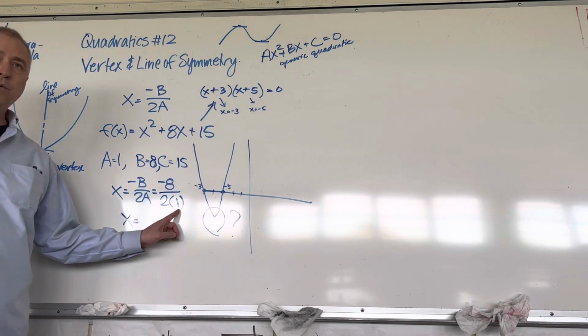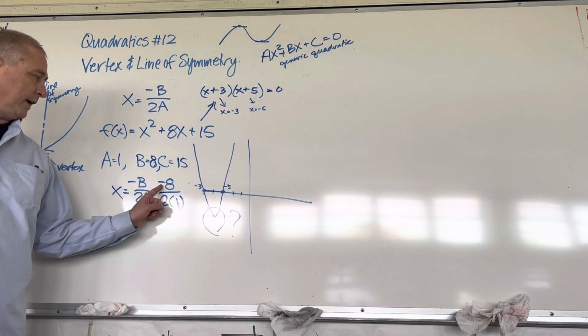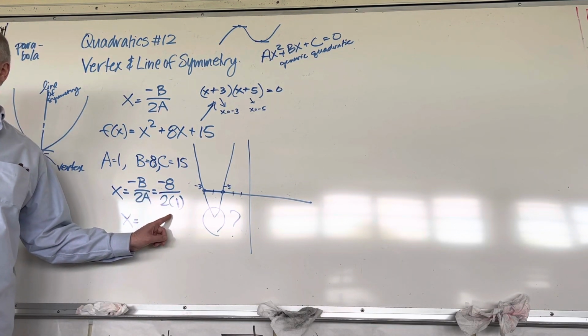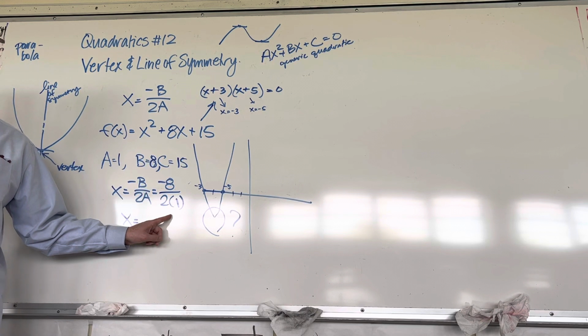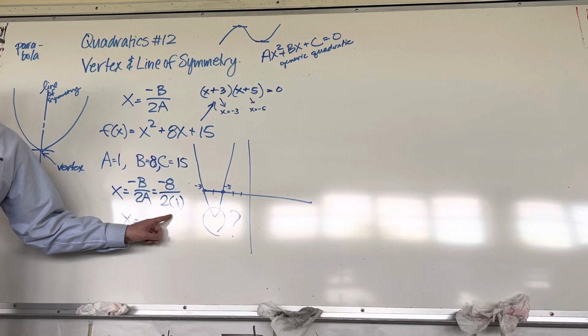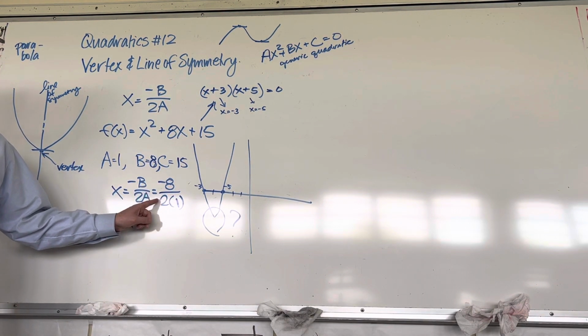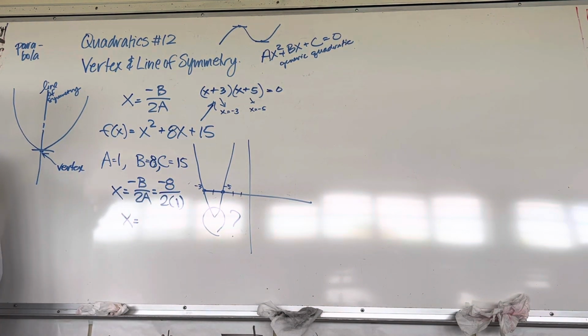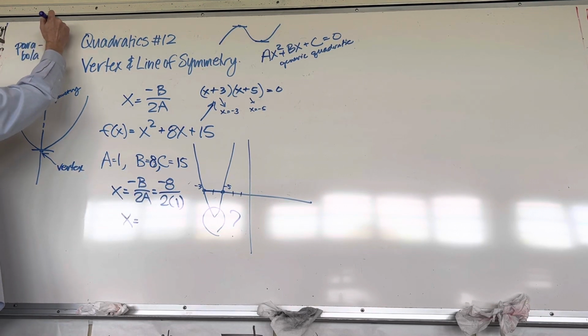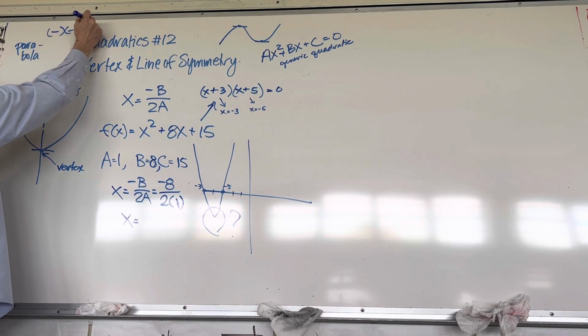Two times 1 is 2. Negative 8 divided by 2? 4. And negative divided by positive is? Negative, right? Remember that? Negative times negative is a positive, and negative times positive is a negative. Remember those? The strange thing is it follows English rules. Remember that negative times negative equals positive.